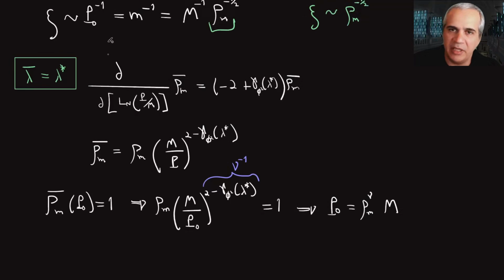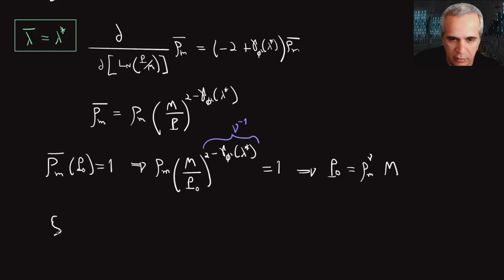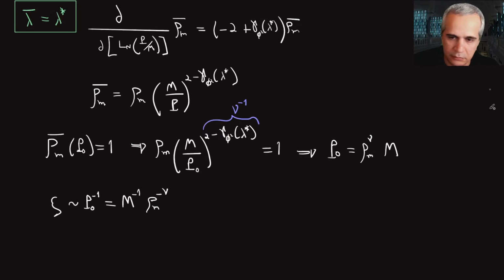Now I can do the same thing I did here. My correlation length is of order P0 to the minus 1, which means that my correlation length now scales as m to the minus 1 times rho m to the minus nu. Again, this is not important. If I had a number here, it would be dividing this mass. But the important part is how psi changes as I change the Wilson coefficient, because now I'm not getting the square root. So this nu to the minus 1 was defined as 2 minus the gamma function calculated at this fixed point.